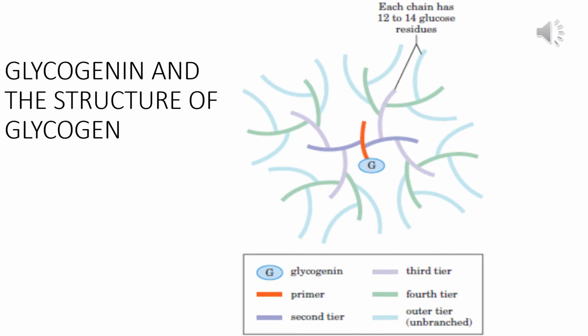In this diagram, what you see as primer is actually the part of glycogenin, and second tier, third tier, fourth tier, etc. are long chains of glucose molecules joined by alpha-1,4 linkages. At the junctions where a new branch is formed, the linkage is alpha-1,6.